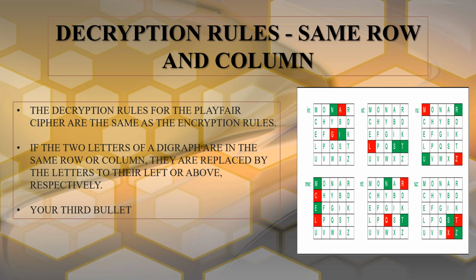Decryption rules, same row and column. The decryption rules for the Playfair cipher are the same as the encryption rules in reverse. If the two letters of a digraph are in the same row or column, they are replaced by the letters to the left or above, respectively.